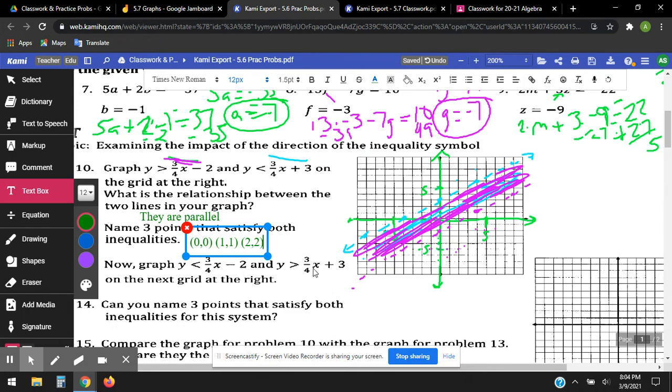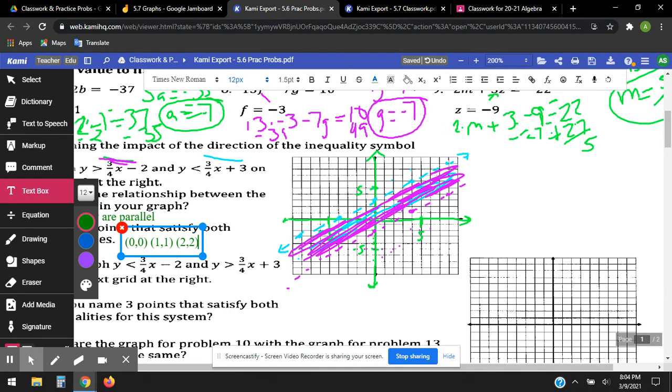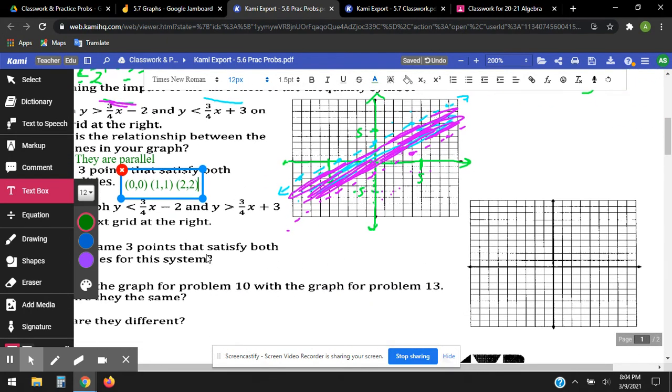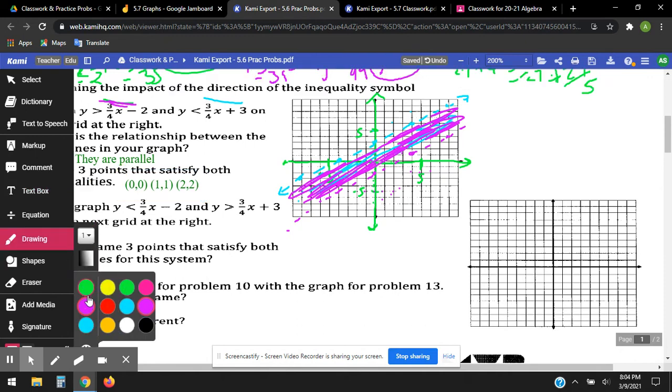Now on the graph to the right, we're going to do 3/4 x minus 2, y is less than that, and then it's greater than on the other one. So same idea, except I'm again going to do this one in purple. So a -2, and we're going to go up 3, over 4, repeating that across the graph.